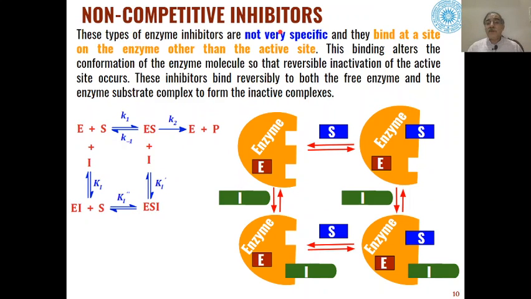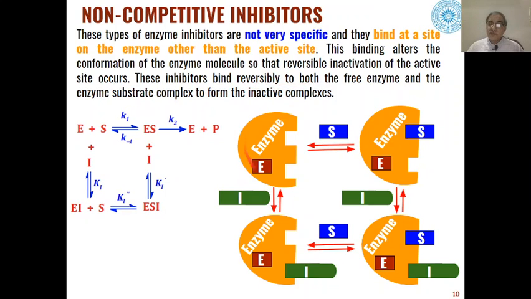Then there are non-competitive inhibitors. These types of inhibitors are not very specific, and they bind at a site on the enzyme other than the active site. So this is the difference. Here they will bind on the enzyme other than the active site, not on the active site of the enzyme. That is why they are different from competitive inhibitors, and this binding will alter the conformation of the enzyme molecule, so that reversible inactivation of the active site will occur.